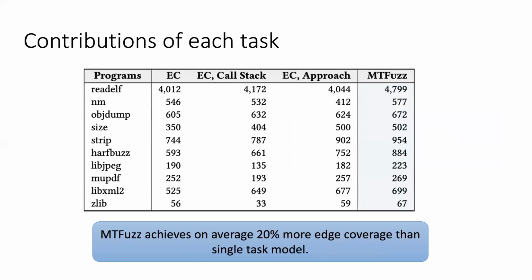In this experiment of the contribution for each individual task, we evaluate the contribution of each task by performing an ablation study on different task groups. The result shows MTFuzz with all three tasks can achieve on average 20% more edge coverage than a single task model.